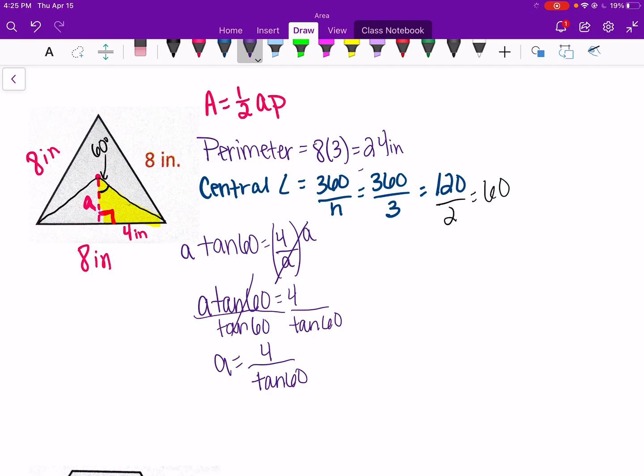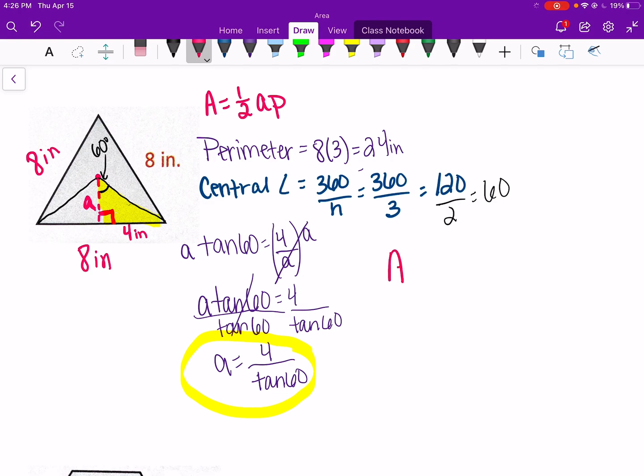Now that we have our A and we have our perimeter, we can find our area. Now the reason I am leaving A as 4 divided by tangent of 60 and not putting it in a decimal is because if you round your answer, or if you round in the middle of solving a problem, you're going to have a rounding error. So I'm going to leave A as 4 divided by tangent of 60.